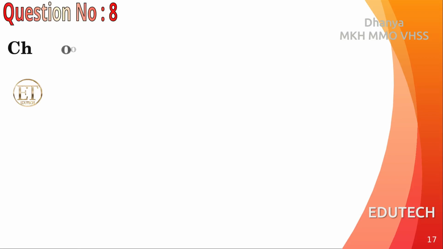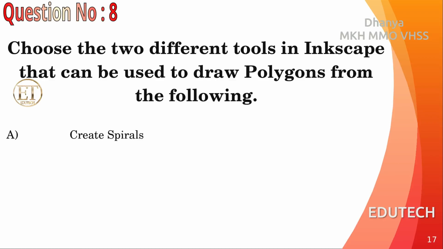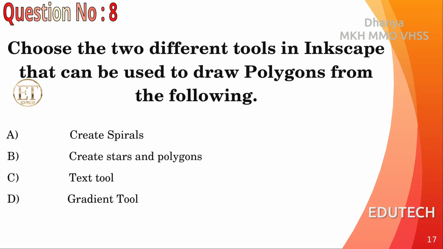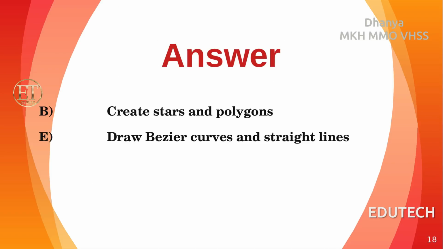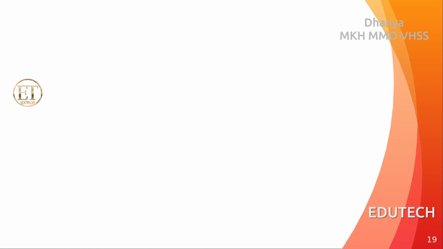Question number 8. Choose the 2 different tools in Inkscape that can be used to draw polygons from the following. A. Create spirals. B. Create stars and polygons. C. Text tool. D. Gradient tool. E. Draw Bezier curves and straight lines. Answer: B. Create stars and polygons. E. Draw Bezier curves and straight lines.